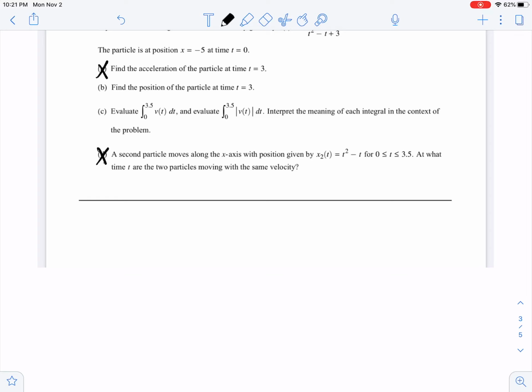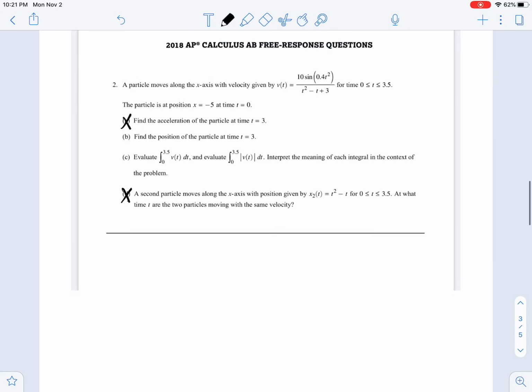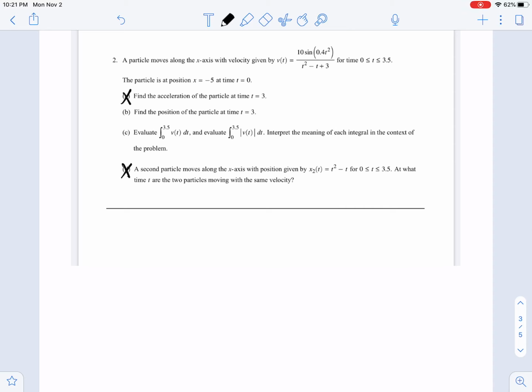Let's try this again. We want to find the position of the particle at time t equals 3. So let's think theoretically about what's going on right here. We have an expression for the velocity, and we also know this is the case: if I take the integral of the velocity, I get the position.